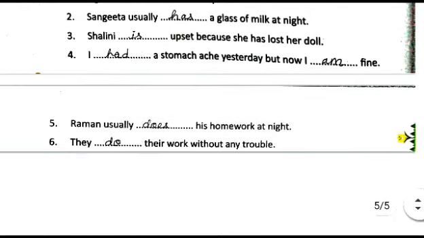Five, Raman usually blank his homework at night. So he is doing something, he is doing his homework, and Raman is singular, so we will write does. Raman usually does his homework at night. Six, they is plural. They blank their work without any trouble. So we will write do because they is plural. They do their work without any problem.